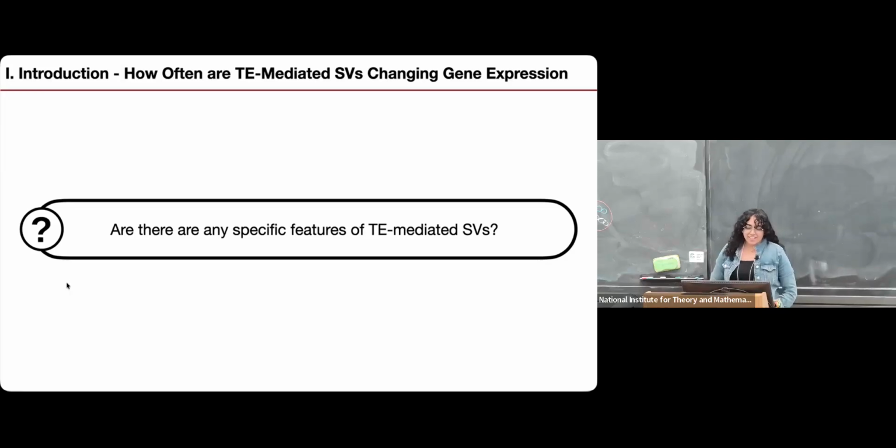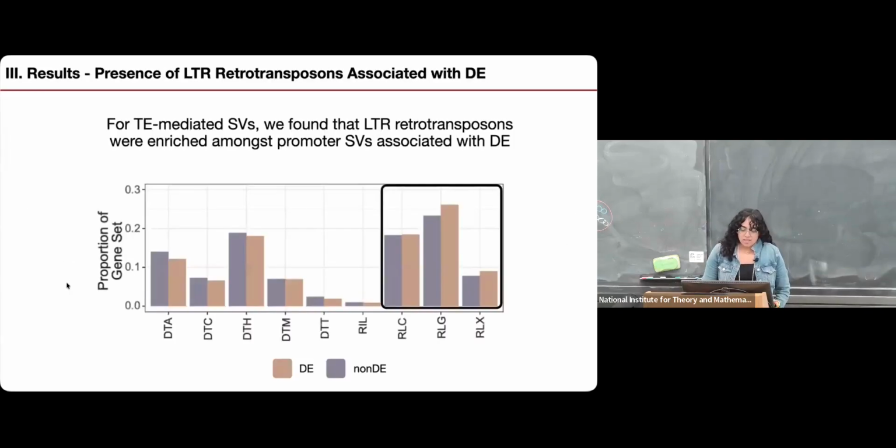So finally, we wanted to focus exclusively on TE-mediated SVs, so those promoter SVs that had any overlap with TE sequence, and see if there were any associations with differential expression. And while the amount of an SV made up of a TE sequence was not associated with differential expression, if we looked specifically at the superfamily of the overlapping TE, we did find an enrichment for LTR retrotransposons amongst genes that had differential expression between structural haplotypes. So LTR retrotransposons in the promoter were more likely to result in differential expression of the nearby gene.